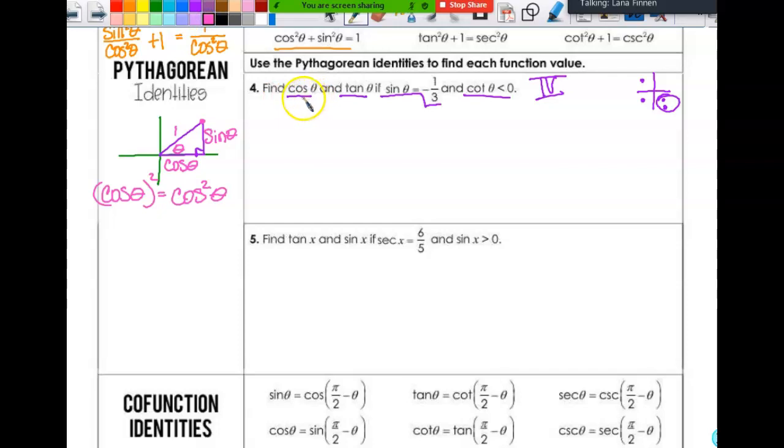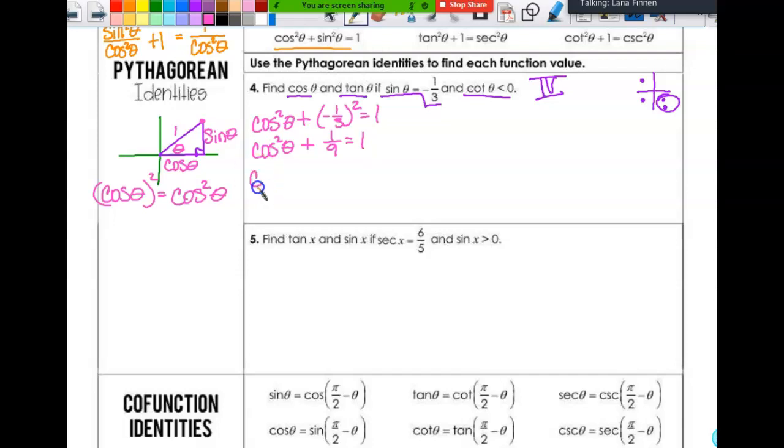So I'm going to go and look. Let's see. I want to find cosine, and I have sine, so I can use this. Because I'm looking for cosine, I have sine. That'll be my only unknown. So this will be cosine squared theta plus negative 1/3 squared equals 1. So cosine squared theta plus 1/9 equals 1. So now I have to subtract 1/9 from both sides.